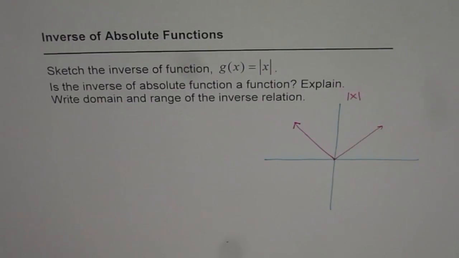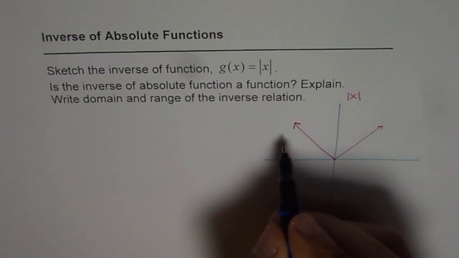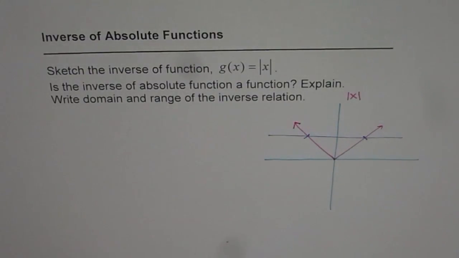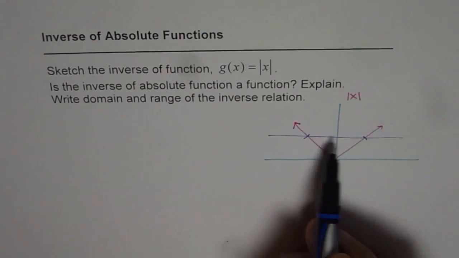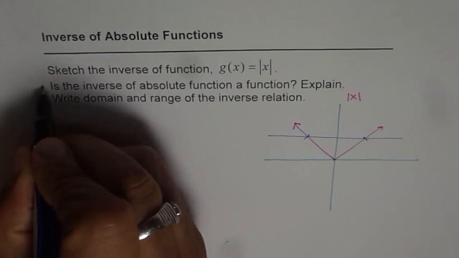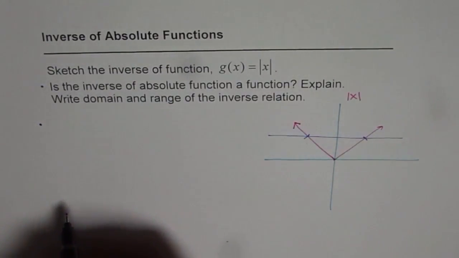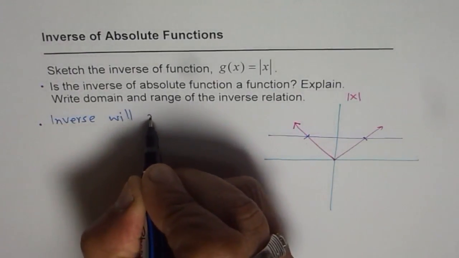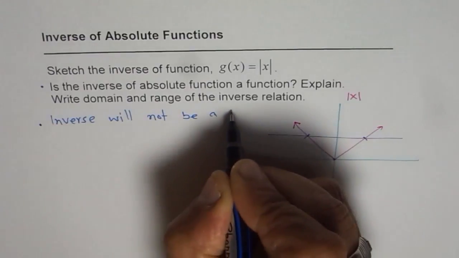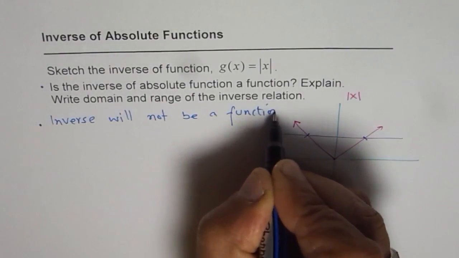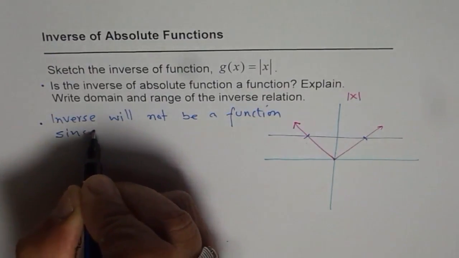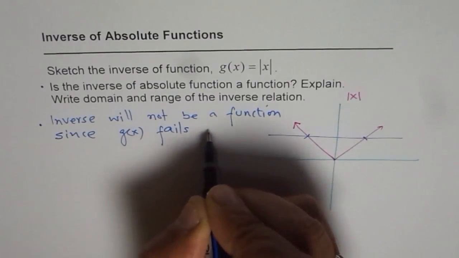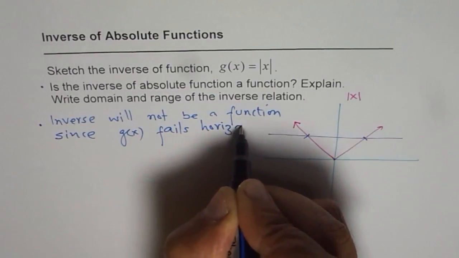Now how do we know it? If I draw a horizontal line, correct? Now this horizontal line intersects at 2 points. Since it intersects at 2 points, inverse will not be a function. So this part can be answered as: inverse will not be a function since g of x fails horizontal line test.